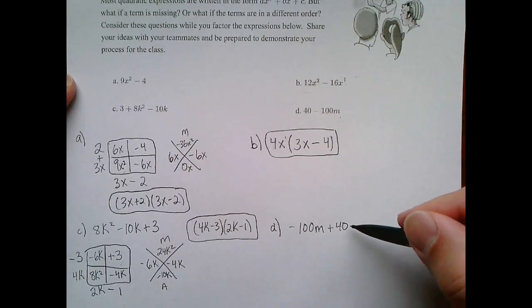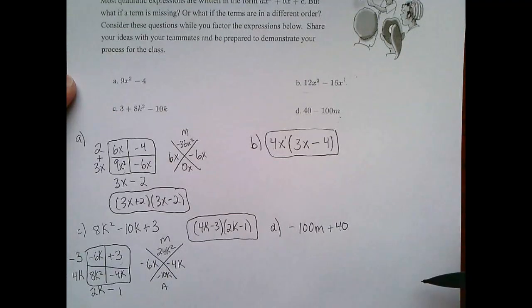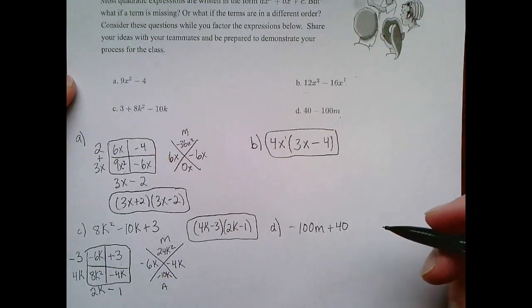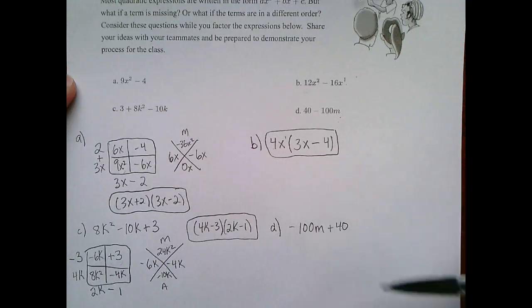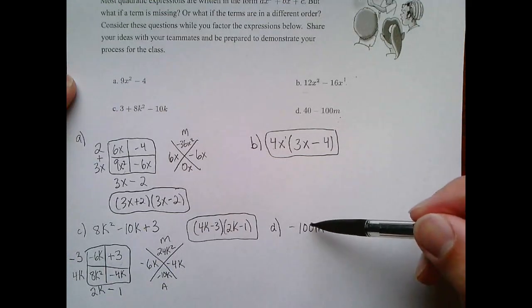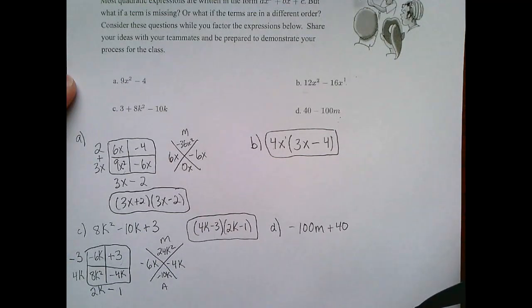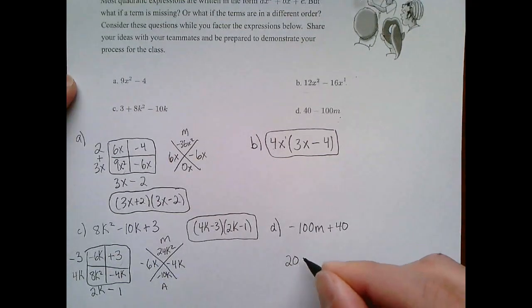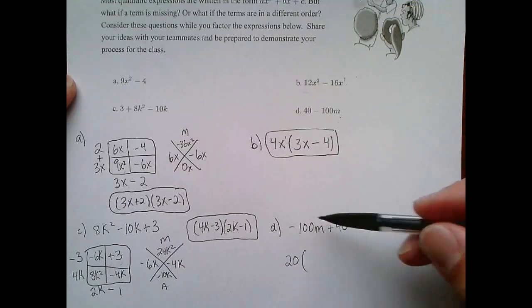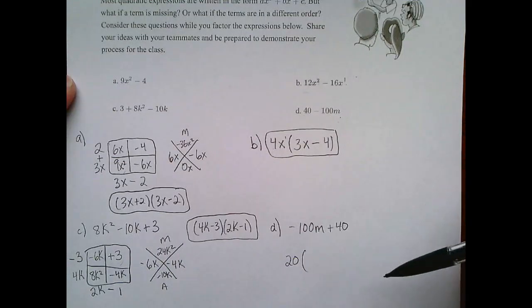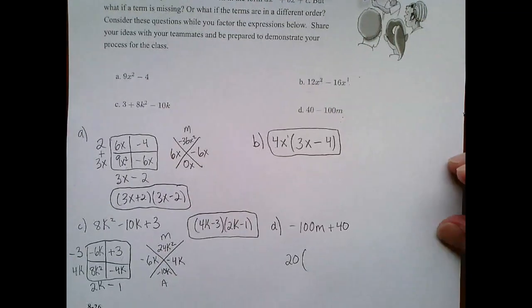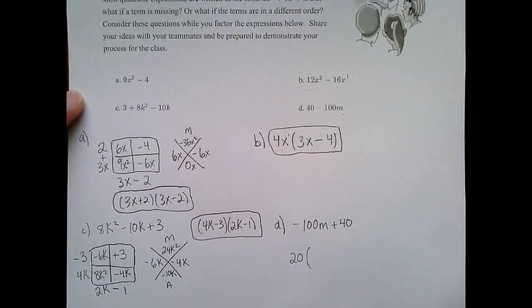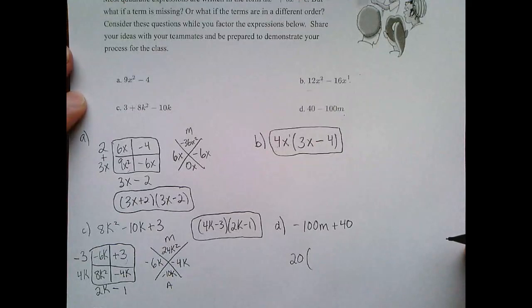Is this a quadratic expression? No, it doesn't have any m squareds. So that means I don't need to set up the box and the x because it's not a quadratic expression. So instead, I would just do a GCF, very similar to what I did in part B. So what's the biggest thing that 100 and 40 have in common? Well, the biggest thing that they have in common is 20. You might think 10, and 10 is good. It's not necessarily wrong. It's just when we're looking for the GCF, we're looking for the greatest common factor. We're looking for the biggest thing that they have in common, which in this case would be 20.